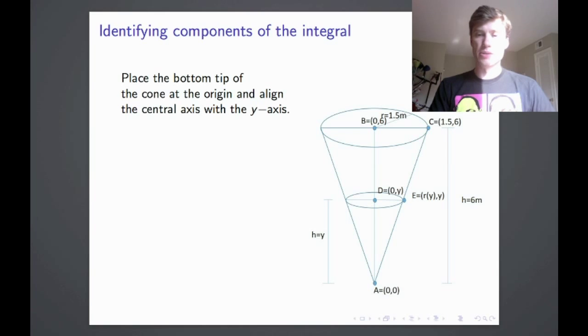In this case, here we have a picture of our cone. As you can see, it's a height of 6. I have decided to place the tip of the cone at the origin, so this point, which I have labeled A, is 0, 0. It goes directly up. Here's the point 0, 6, and we've defined this point C, which is 1.5, 6. So this is to make sure that the radius is equal to 1.5 meters.